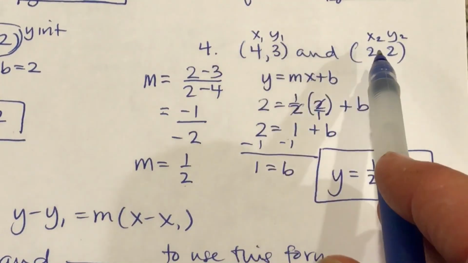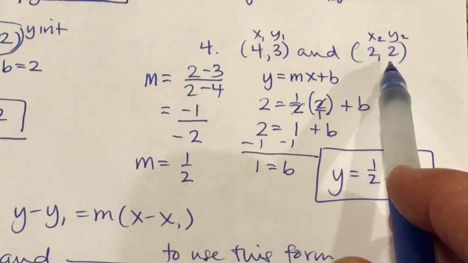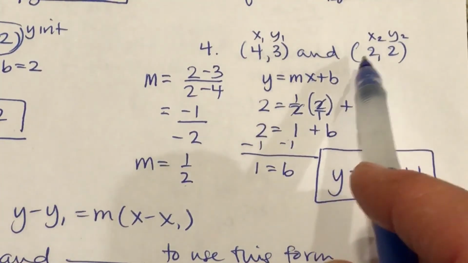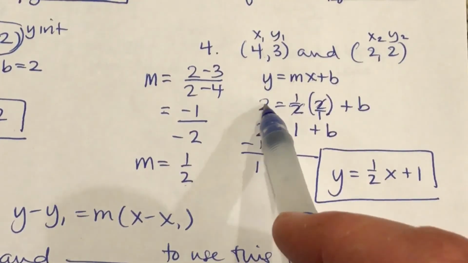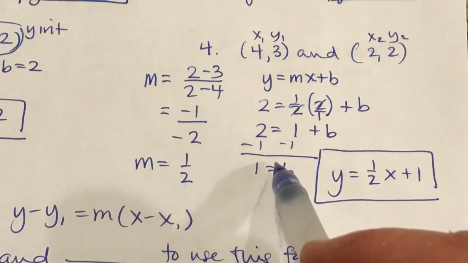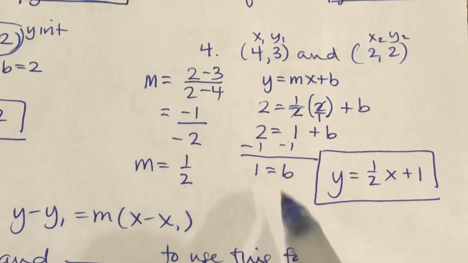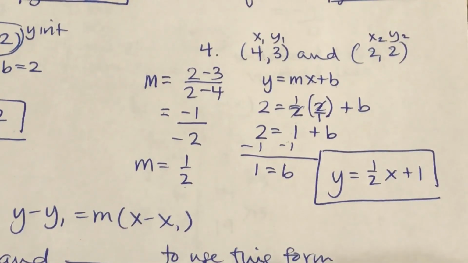You can use either point, as I said a moment ago. I chose this one because, well, just because. I don't know. I like 2, 2. It seems like easier numbers, and I didn't have to think about which one was x and which one was y. So then I substitute it in, and then I subtract the 1 over, and I get b equals 1. Yay!